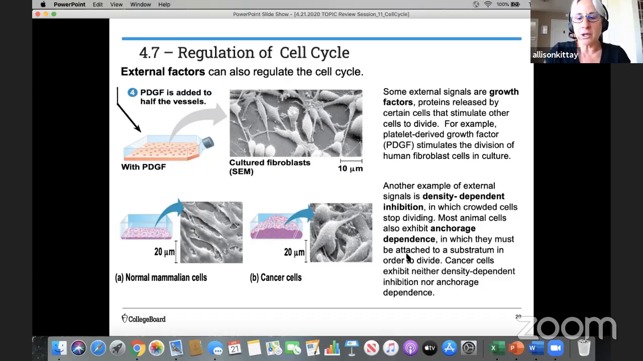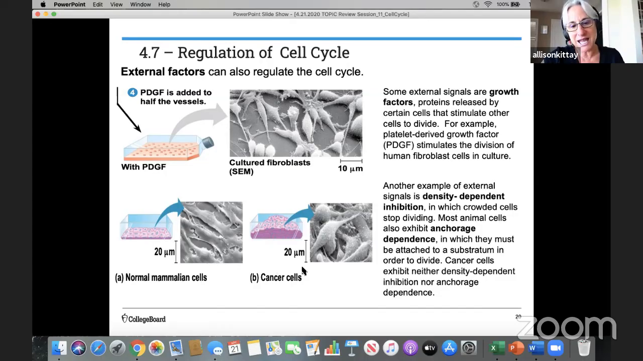Okay. There are two other things that I want to show you, and these are external signals. One of them is called density-dependent inhibition, which happens when cells are really crowded and there's not enough resources for all of the cells. They usually will stop dividing, so that it gives the cells that are already there the best chance to survive. So when cells get super crowded, they stop dividing. Also true of most animal cells is that they need a substrate to grow on and be able to divide. And this is called anchorage dependence. So the cells are actually anchored to a substrate. In the Petri dish, you can see they're not crowded, they're anchored to a substrate, and they're dividing.